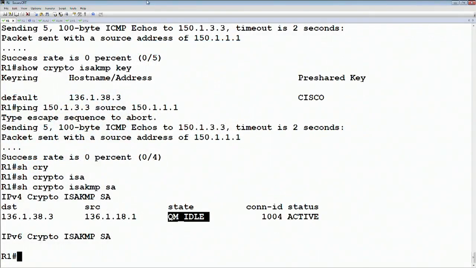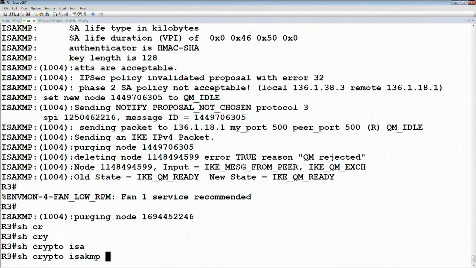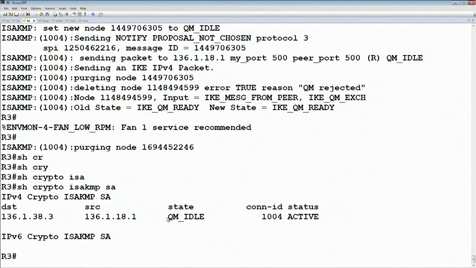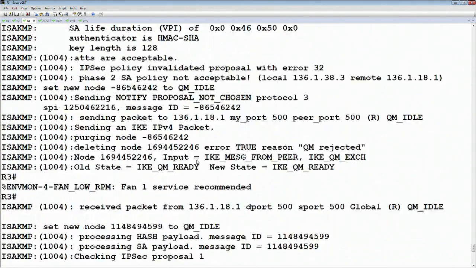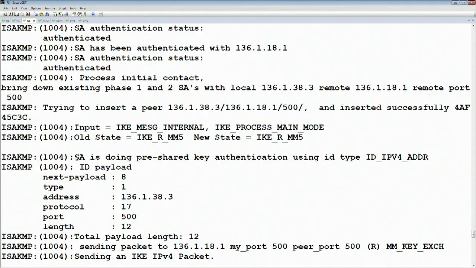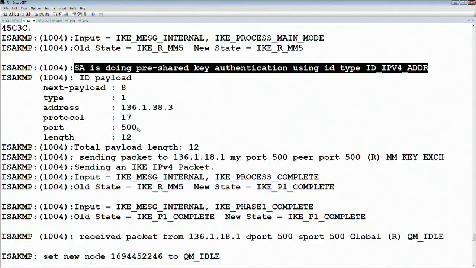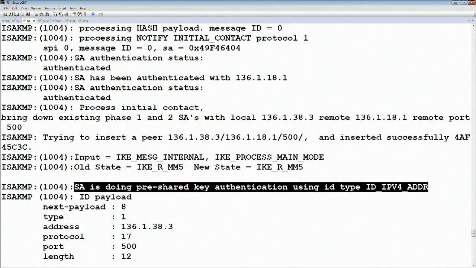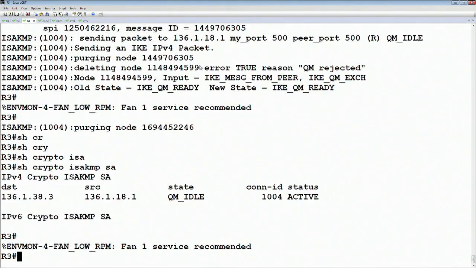So on router 3, let's look at the show crypto ISAKMP SA. It says QM idle. If we also look at the debug output here, we should see that, okay, it says we're doing the pre-shared authentication, and the end result is that the SA authentication status is authenticated. So it means that phase 1 is fine.